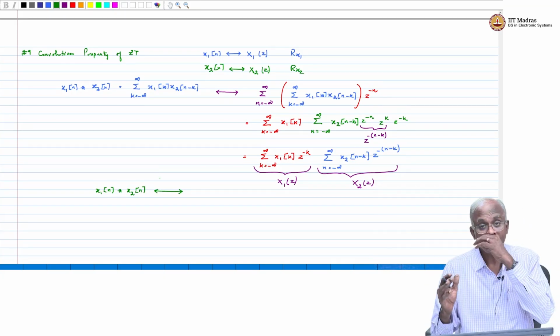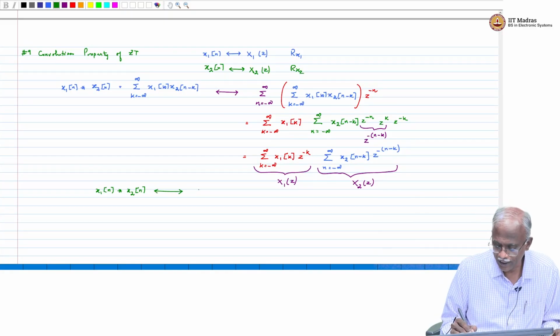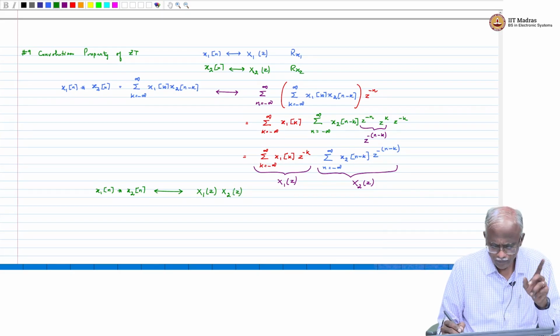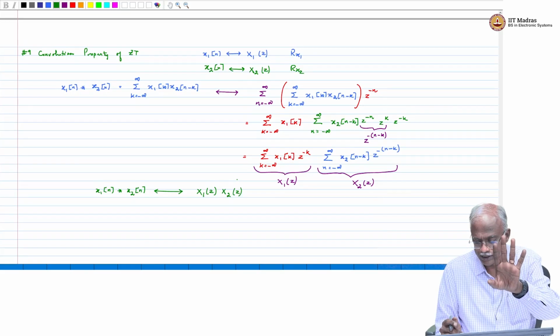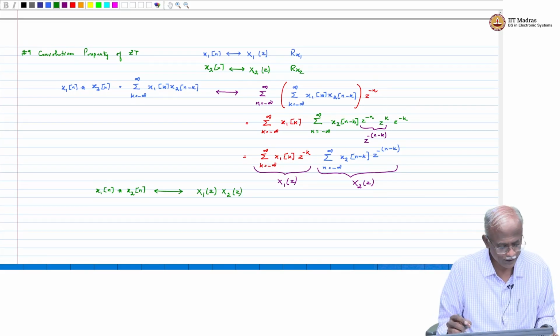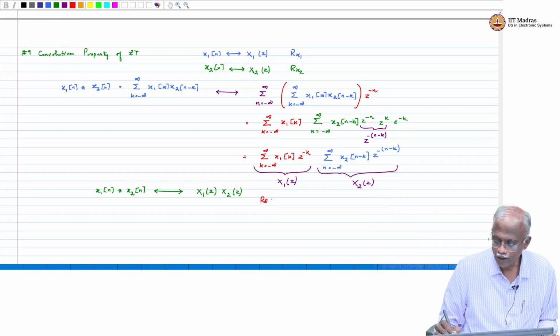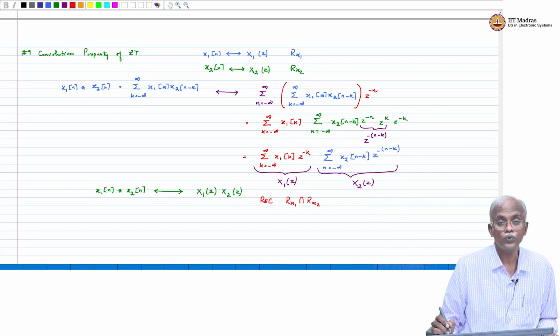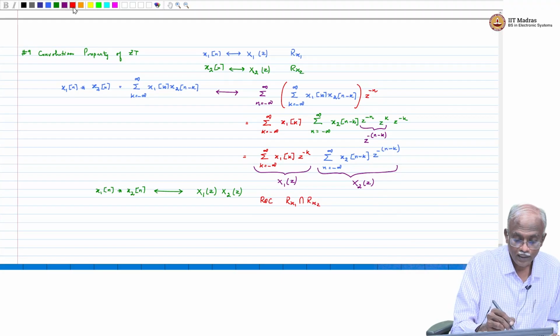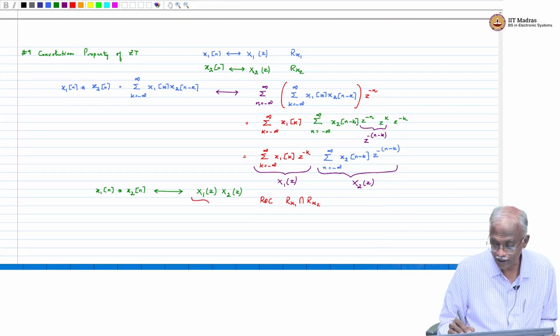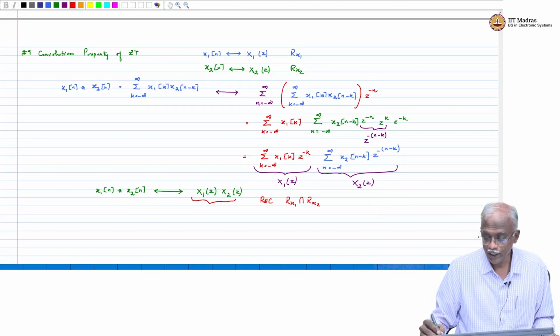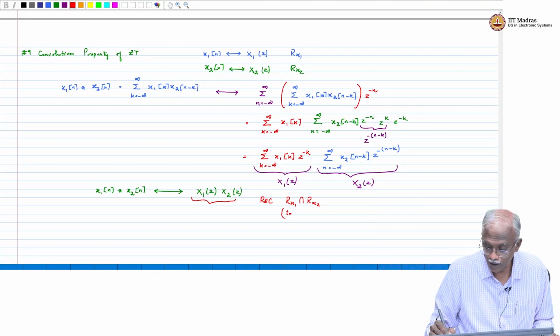So the Z transform of this particular sequence, x1 of n convolved with x2 of n, is the product, just like we had the same relationship in the discrete time Fourier transform. What we get is the product of the Z transforms, X1 of Z times X2 of Z. And remember, the right hand side must exist, both terms should exist. So therefore, the ROC will be Rx1 intersection Rx2. Also keep in mind that when you have a product like this, there can be pole zero cancellations.